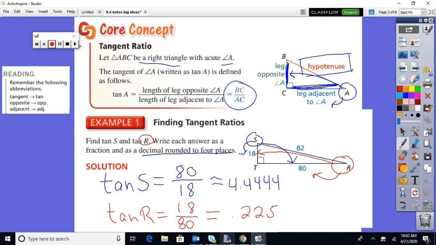that gives me 0.225. And one of the weird things that you'll find in the book here, it's kind of like you have to add the 0 to be at 4 places. All right, so there's the tan of R. It's different than S because they just flip places.